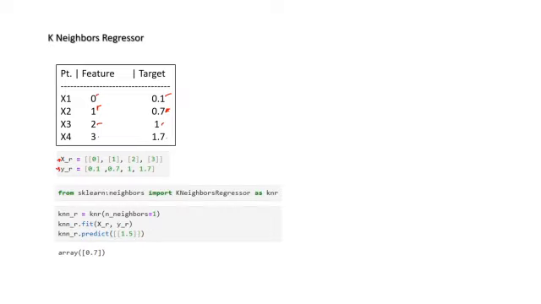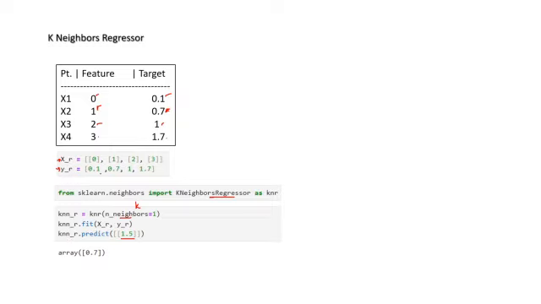Now from sklearn.neighbors, I have imported KNeighborsRegressor as KNR. First of all, we consider the number of neighbors, that is your k value, to be equal to 1. I have fitted this whole data set along with the target values. Now I have chosen one data point, say the feature value is 1.5, and I am about to see what it predicts.